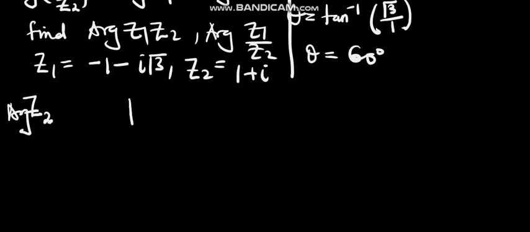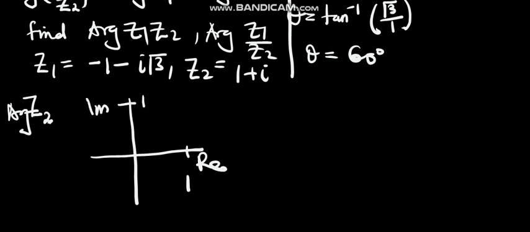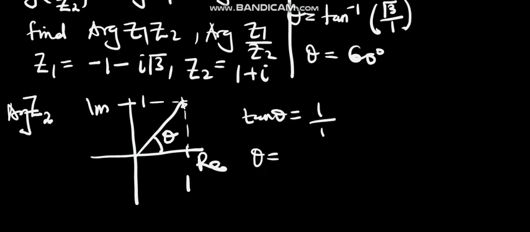So we have to sketch it. So this is the real axis. We are having a 1, and on the imaginary axis we are having a 1. Upon plotting them, we shall have something of that sort. And this one is tan theta is equal to 1 out of 1. So theta is equal to tan inverse of 1. So theta is what? 45 degrees.